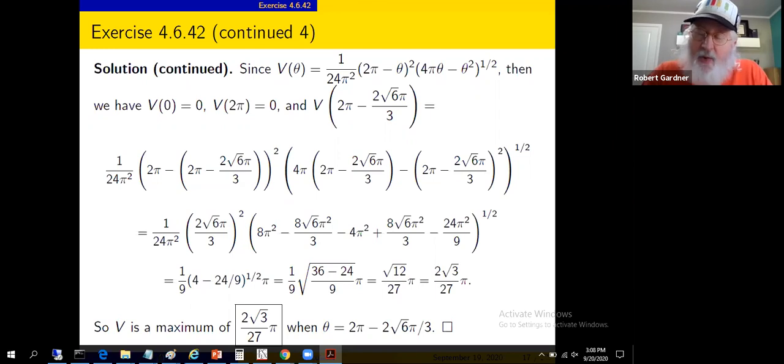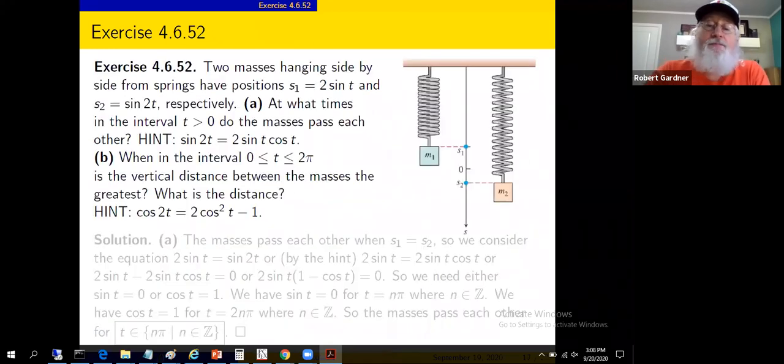Wrote the desired quantity as a function, and fortunately, we had a closed and bounded interval, so we checked the endpoints and the critical points. Same thing we've done several times before. Let's do another one. Okay, this one's a little bit different.